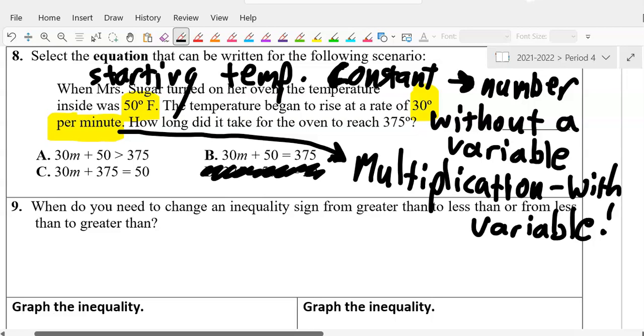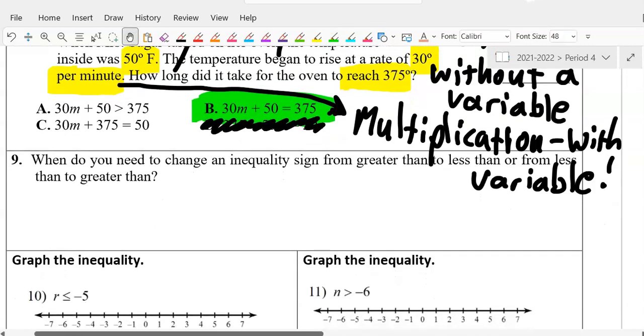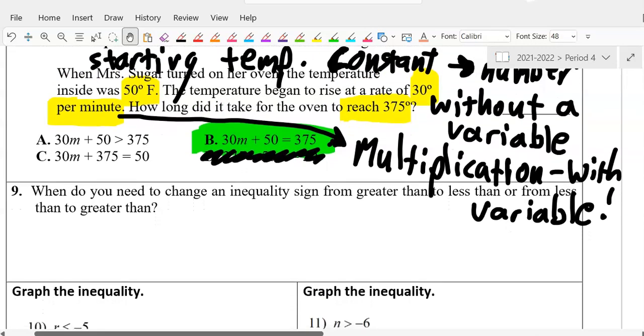How long will it take for the oven to reach 375? All right, what does it mean by reaching? It means to equal 375. So there's only one of those that says equal 375. Which one is that? B. It's B. All right, good. See that? None of the other ones have equals 375. All right. Any questions? It's a little tricky, huh?